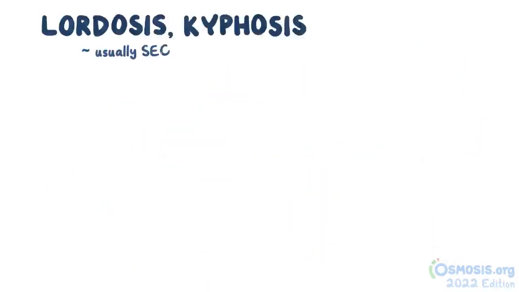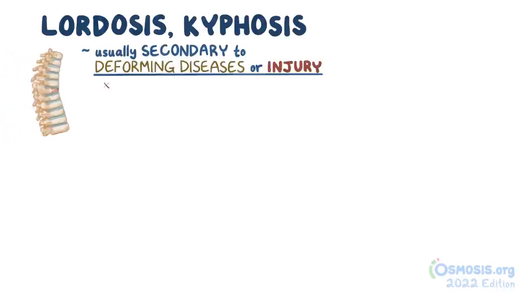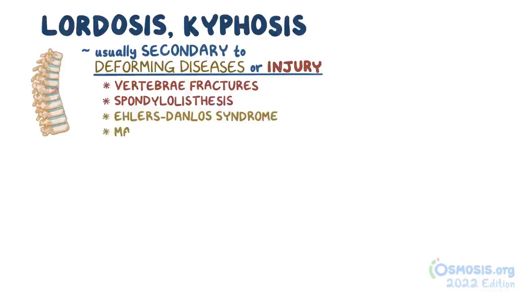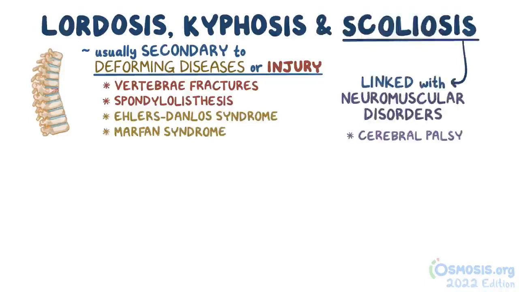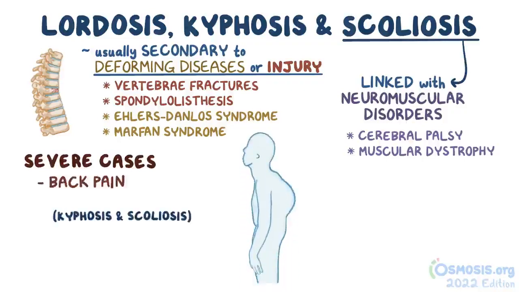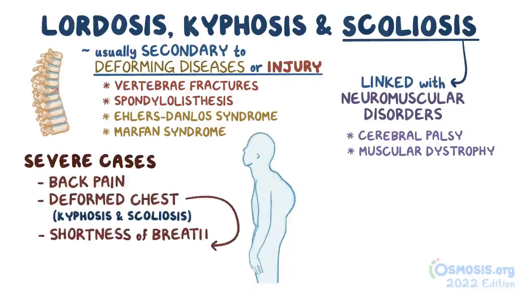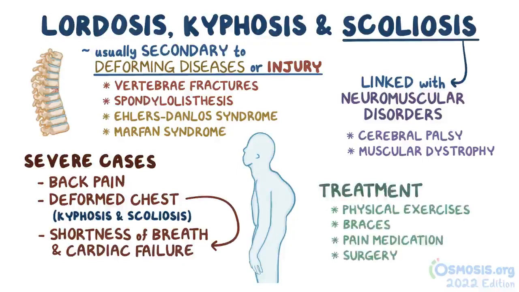Alright, as a quick recap. Lordosis and kyphosis are usually secondary to diseases or injuries which deform the vertebrae and ligaments, such as vertebral fractures, spondylolisthesis, Ehlers-Danlos syndrome, and Marfan syndrome. Scoliosis is linked with some neuromuscular disorders like cerebral palsy or muscular dystrophy. In severe cases, lordosis, kyphosis, and scoliosis can cause back pain. And kyphosis and scoliosis may deform the chest, resulting in shortness of breath and cardiac failure. Treatment usually involves physical exercises, braces, and pain medication, or surgery in severe cases.